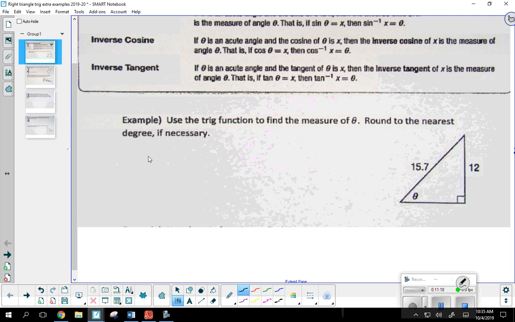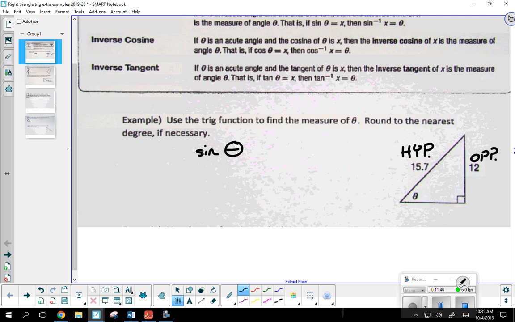Use the trig function to find the measure of theta, round to the nearest degree if necessary. So where they place theta is actually really important. What would 12 be to theta where he's placed? He's the opposite. He's directly across from him, so he's the opposite. 15.7, of course, would be your hypotenuse. So which of these three trig functions would use the opposite and hypotenuse? Sine.